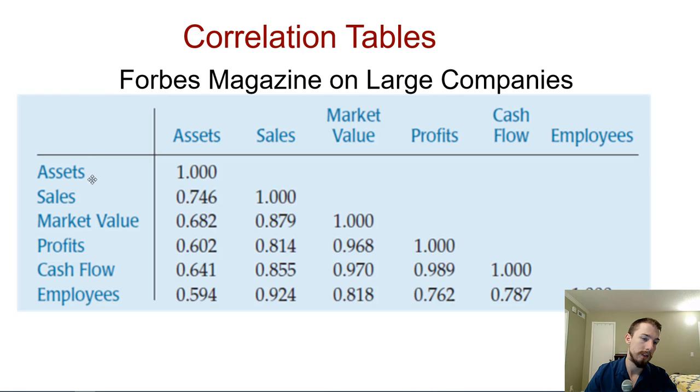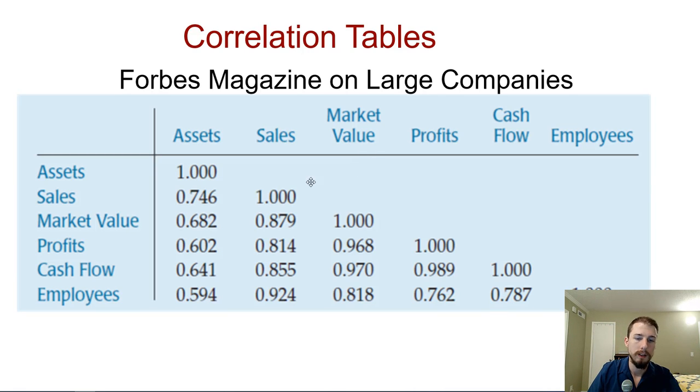And notice we list the exact same variables in the same order along the x-axis. And then what we have here in the correlation table is kind of like a contingency table, but with correlation. So what's the correlation between assets and assets? Well, that's going to be 1, because of course if you're measuring assets against assets, there's going to be a direct relationship between the two because they're the exact same thing.